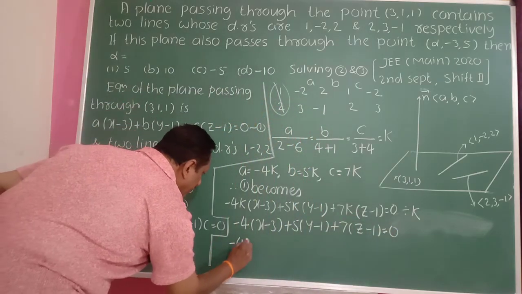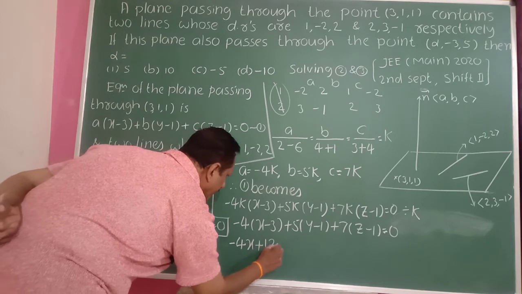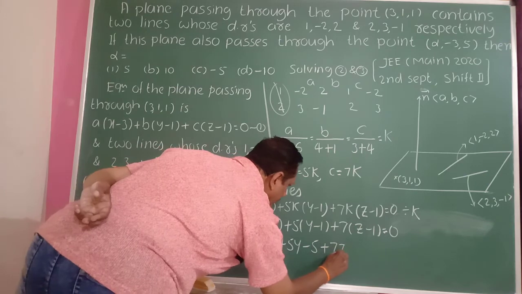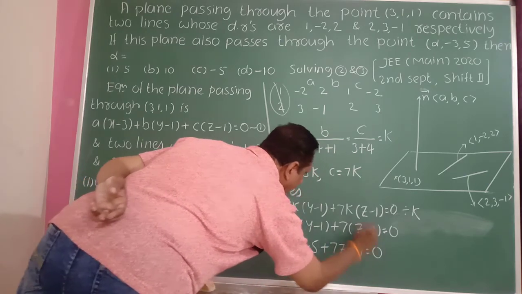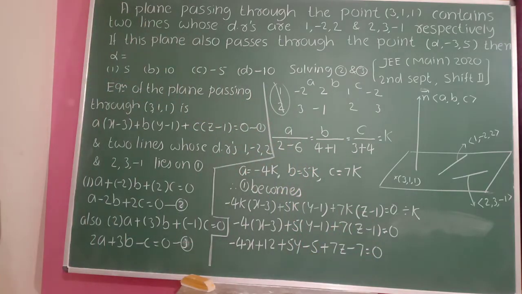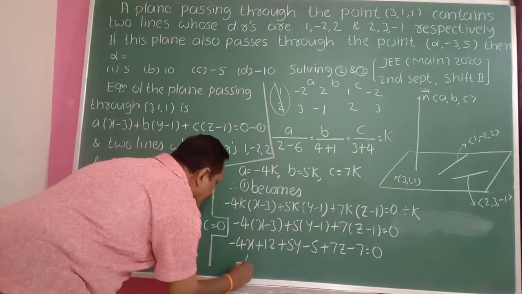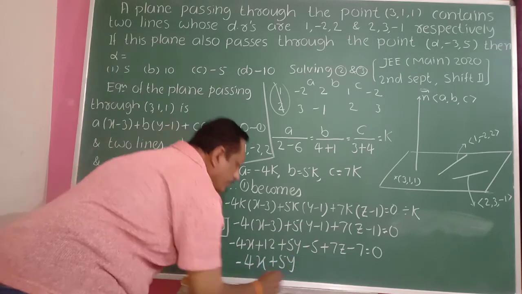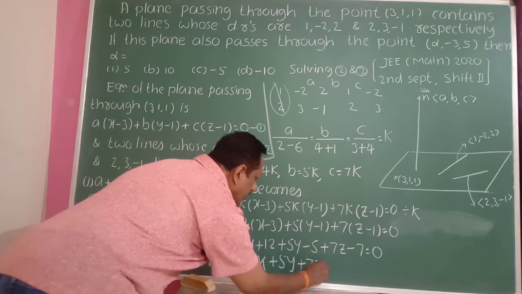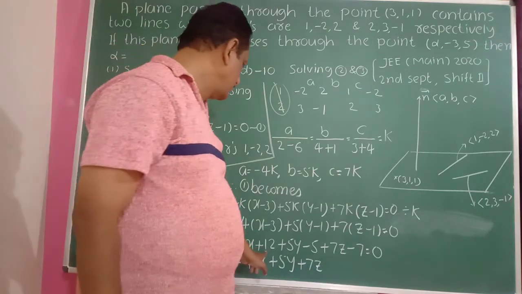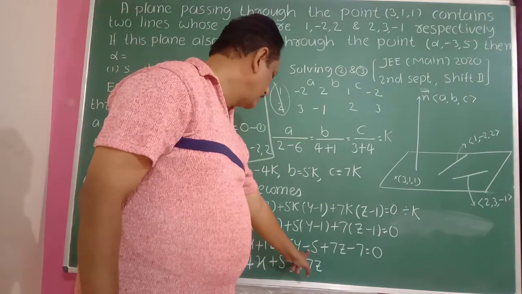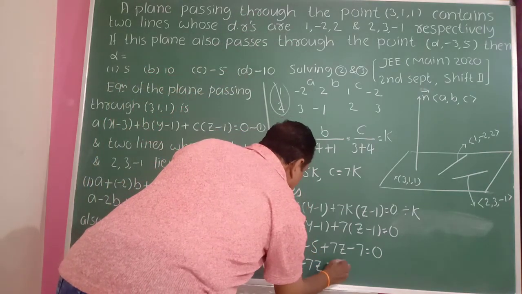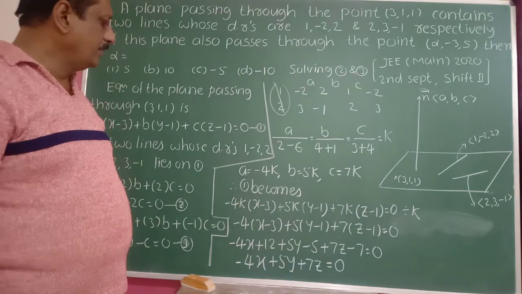So minus 4x plus 12 plus 5y minus 5, plus 7z minus 7 is equal to 0. Hence minus 4x plus 5y plus 7z. Then 12 minus 5 gives 7 here. 7 minus 7 becomes 0. So this is equal to 0. This is the plane here.